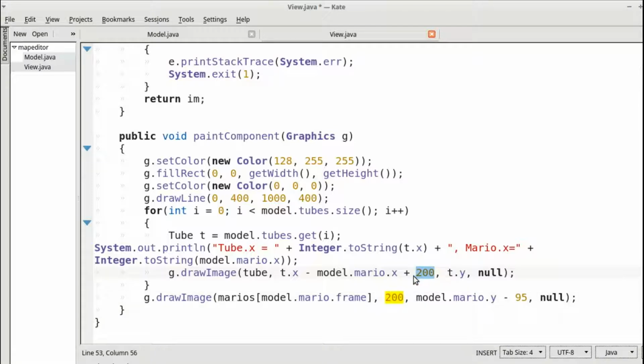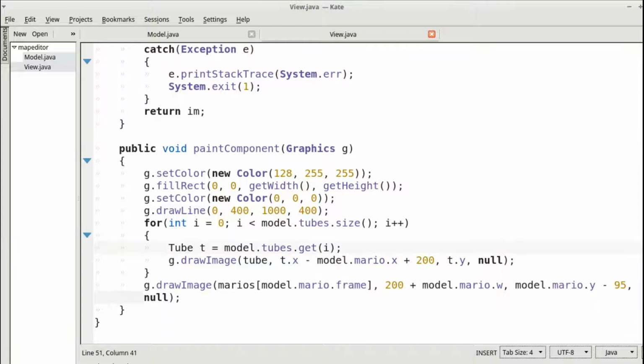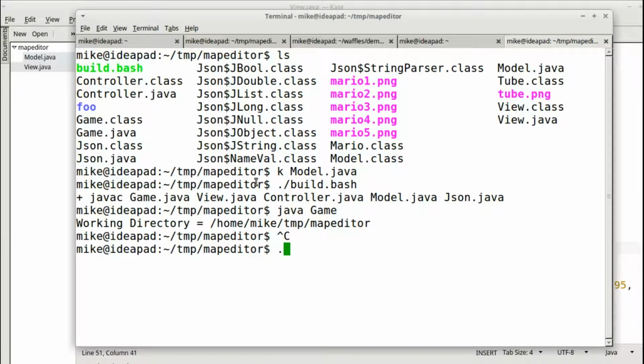When I'm adding the 200 here, I'm assuming that's his left side. When I draw him there, I'm starting at his left side, but I'm claiming he's actually at his right side. This should have been a 200 plus model.mario.width. I'm a little unconfident that I've just fixed it, but I think I fixed something.